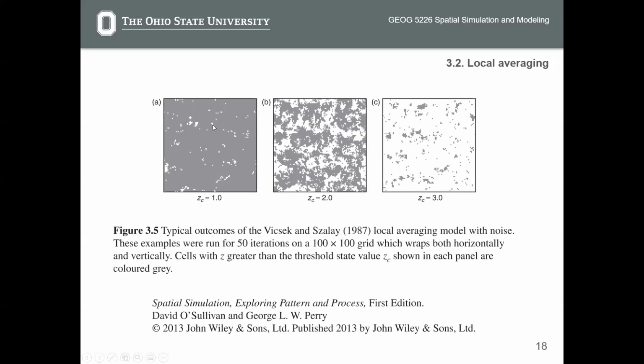You can say most cells have a value equal to or larger than 1.0. All those white cells are below the threshold, below this ZC value, so they are still white. So you can say here we have aggregations of cells with small values, smaller than 1.0, right?